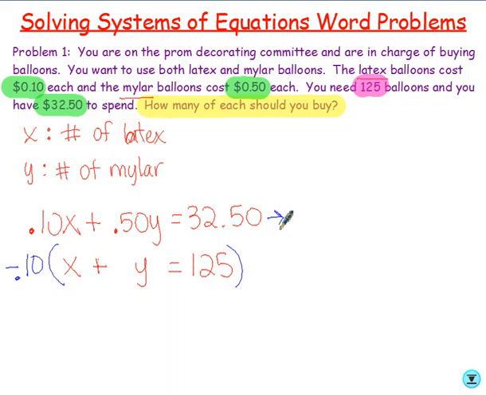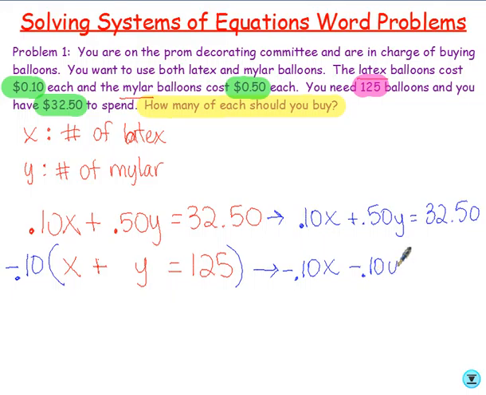So my top equation is not changing. 0.10x plus 0.50y equals 3250. My bottom equation, negative 0.10 times x is negative 0.10x. Negative 0.10 times y is negative 0.10y. And negative 0.10 times 125 is negative 12.50. Do we have opposites? Absolutely. Those two are completely opposites.